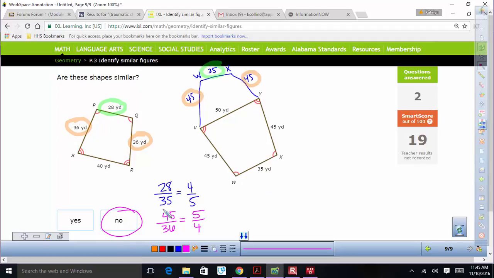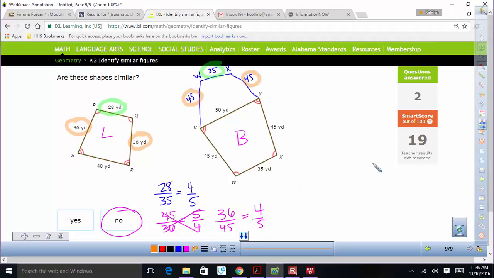Oh, except that I set up my ratio wrong. I went 28, this little figure, to this big figure in the first one. So I need to do the same in this one. So this should actually be flipped and be 36 over 45, which would give us the same ratio.